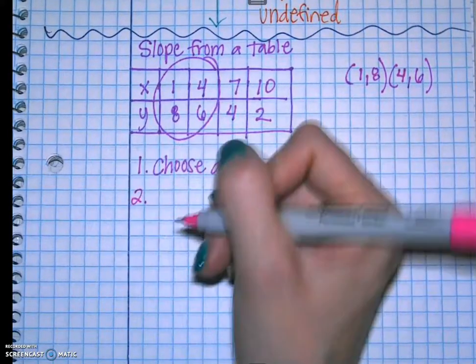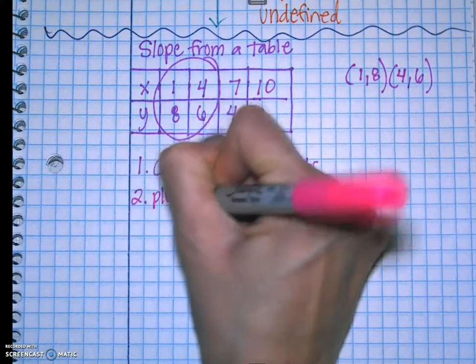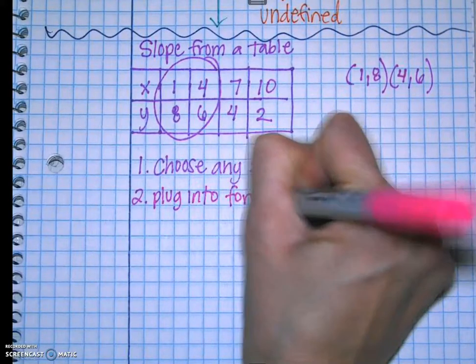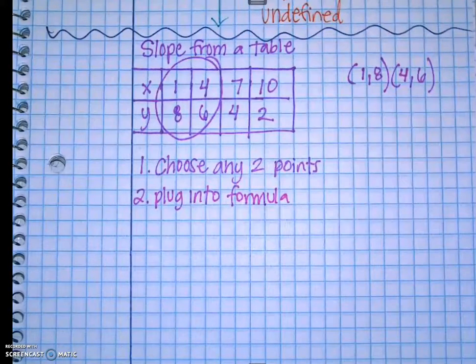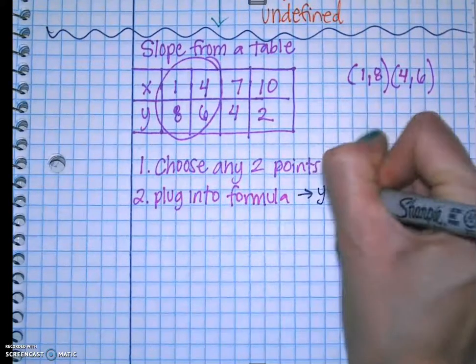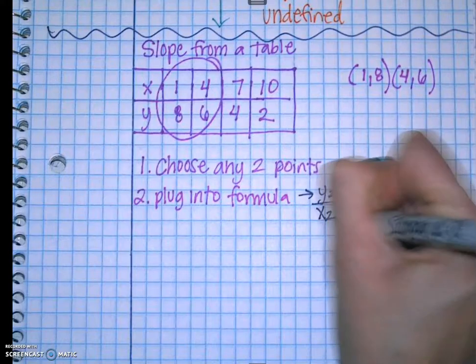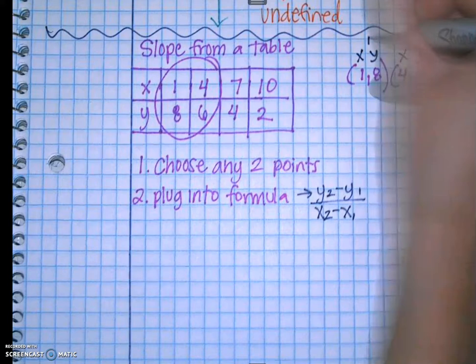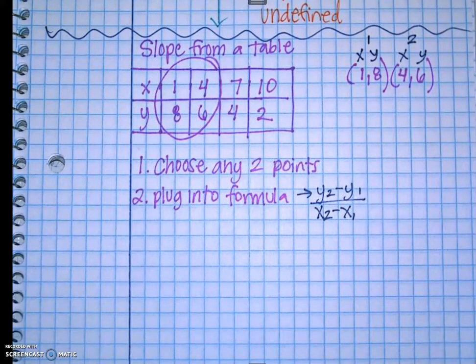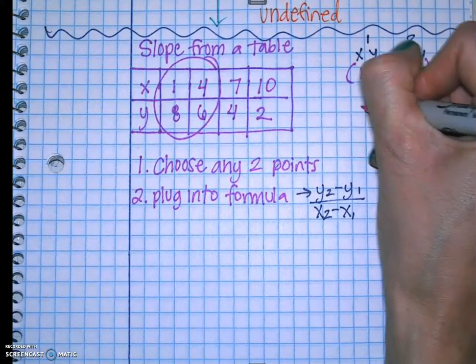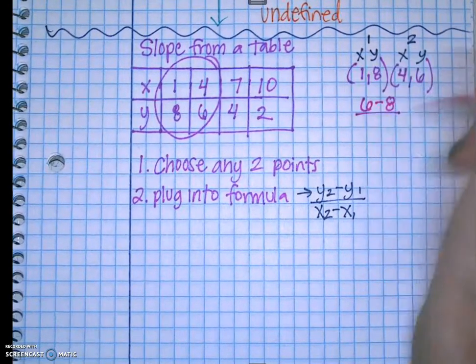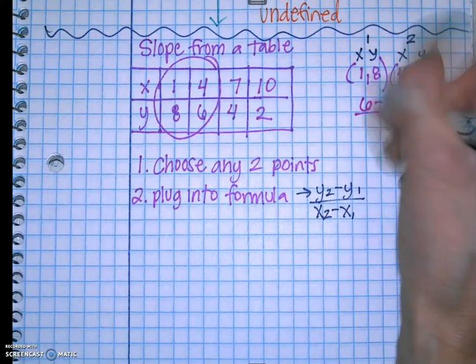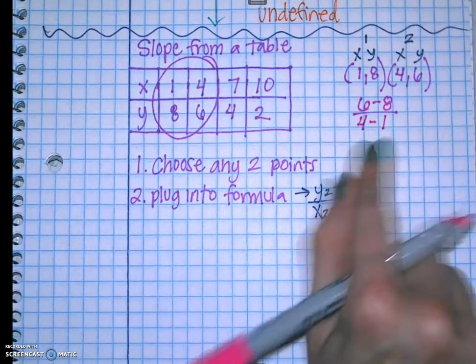Okay, that's why I wrote them like that. Step 2 is plug into the formula. Hopefully you have the formula memorized. If not, write yourself a reminder that it's y2 minus y1 over x2 minus x1. And if you need to label xy, xy, and you want to label this one's 1, that one's 2, whatever you need to do. Okay? So let's plug it into the formula. So we're going to do y2 minus y1, 6 minus 8 over x2 minus x1, 4 minus 1. Okay? So we plugged it in.